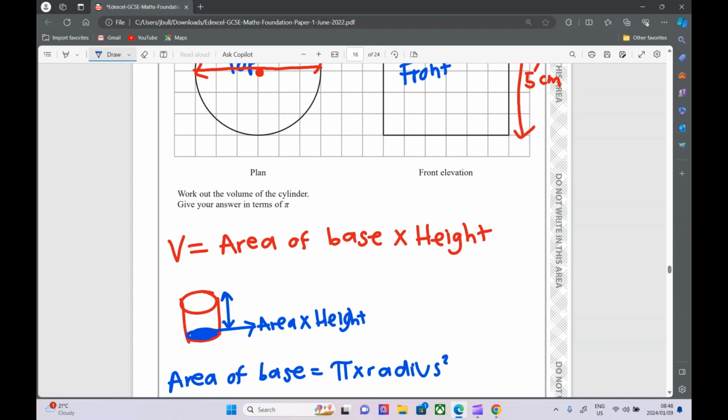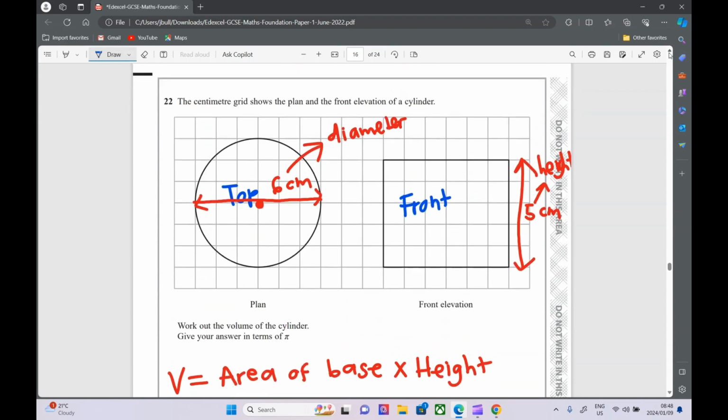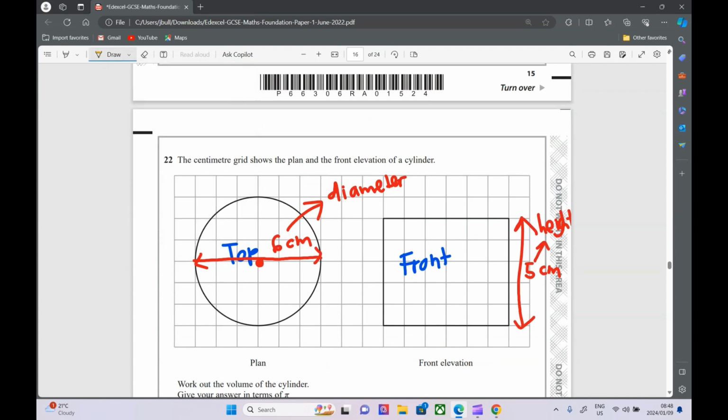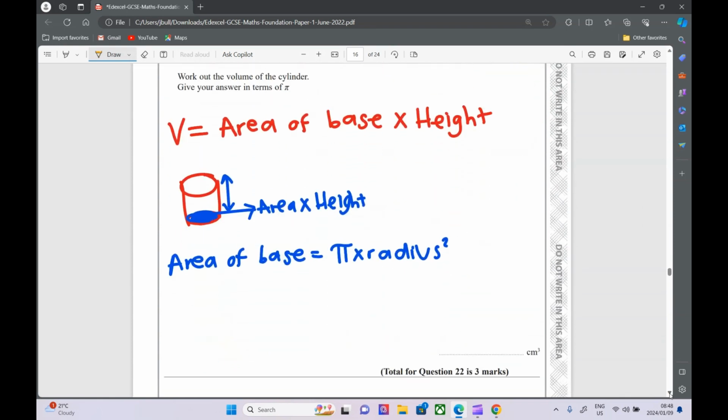Okay, the radius is half of the diameter. So if I wanted the radius, I just want halfway. Okay, so it's 3 centimeters. So radius is always halfway across the circle. And so what we're going to do is work out our area. So the area of the base is pi times the radius squared. So it's pi times 3 squared. 3 squared is just 3 times 3, which is 9. So we're going to have pi times 9.